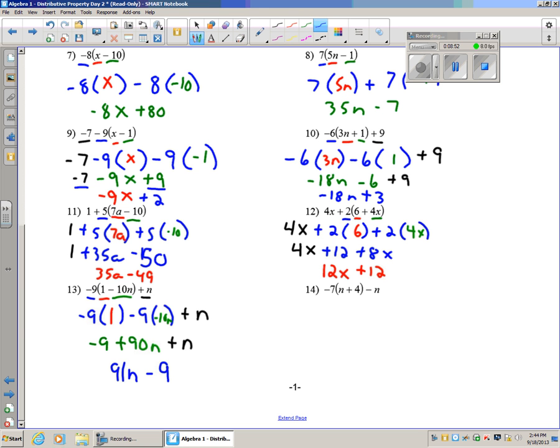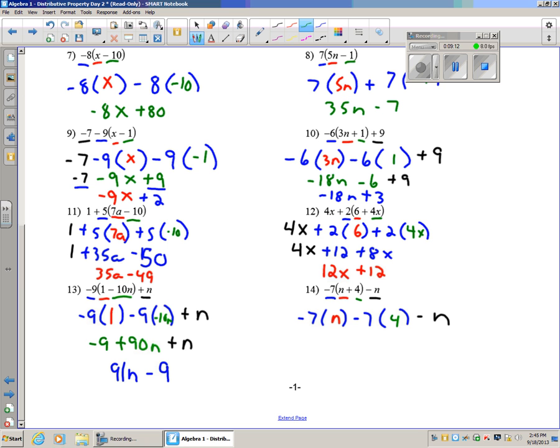Number 14, I got negative 7 being distributed to two different things. And the minus n just drops down. My first term is n, and my second term is 4.